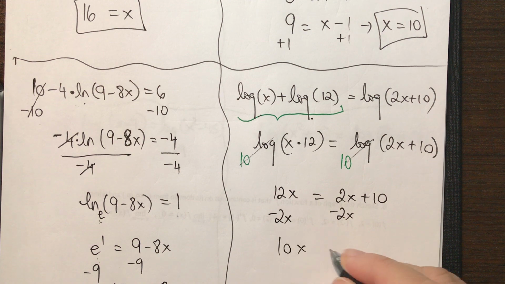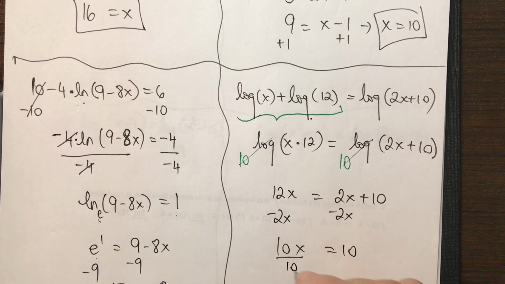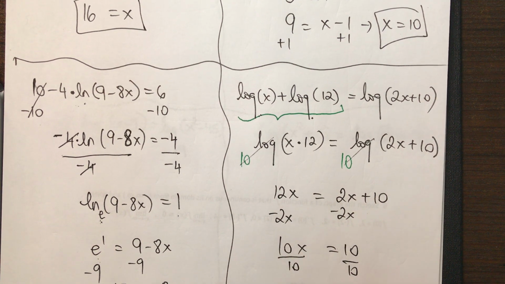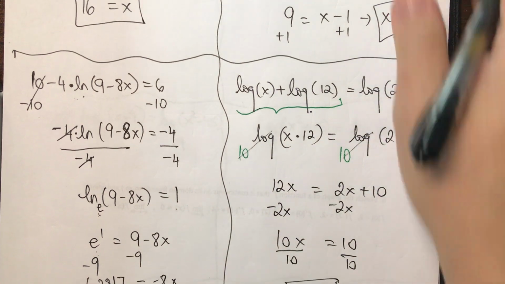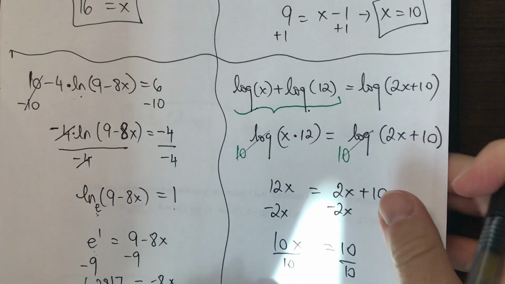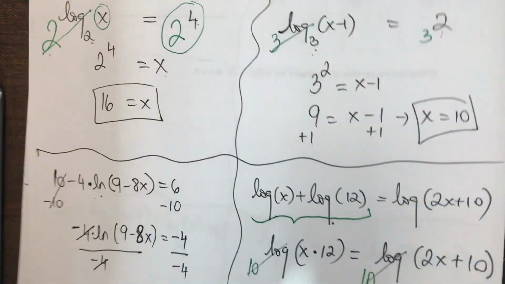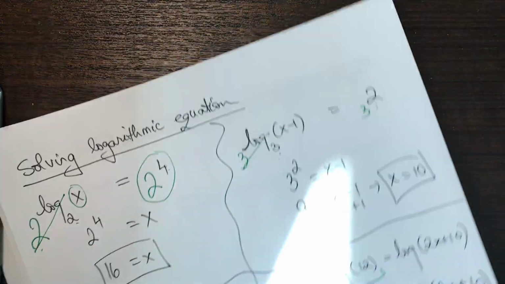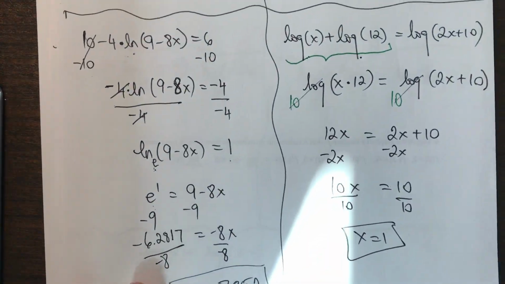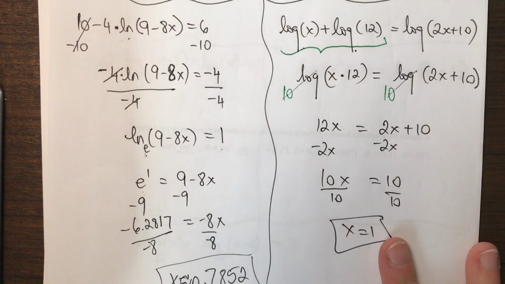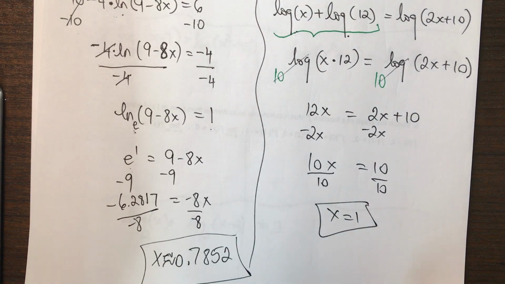Get the x's to one side. Finish this up. So x is equal to 1. Done. Oops, I should take this off. Sorry about that, I need some more room here. There you go. All right, so we finished this equation.